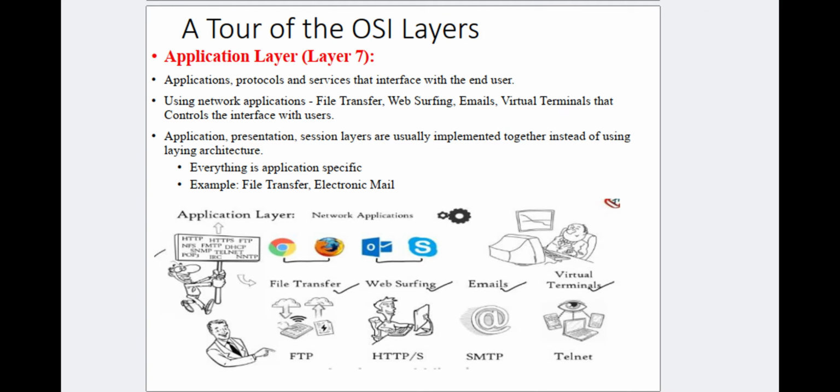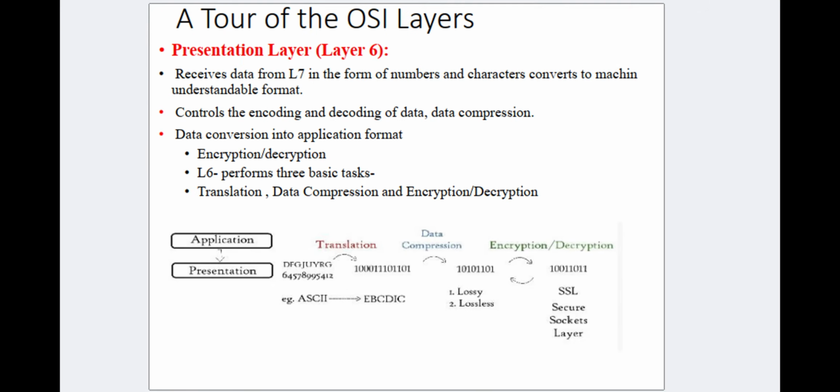Application layer. Layer 7: applications, protocols, and services that interface with the end user using network applications, file transfer, web surfing, emails, virtual terminals that control the interface with users. Application, presentation, and session layers are usually implemented together instead of using a layered architecture. Everything is application specific. Example, file transfer, electronic mail. A tour of the OSI layers.